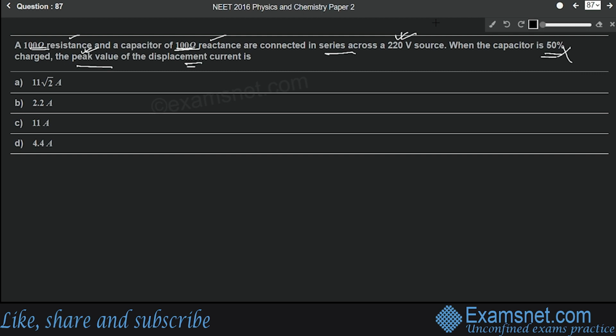Okay, now resistance is given as 100 ohm, and the reactance of the capacitor, that is Xc, is also 100 ohm. So what will be the value of Z? Z will be equal to under root R square plus Xc square. We don't have an inductor here, so it will be simply under root R square plus Xc square. So this is under root 100 square plus 100 square.